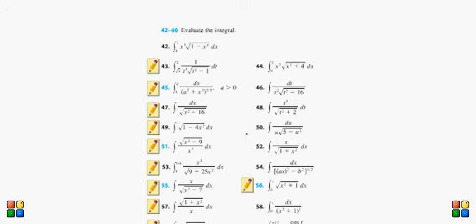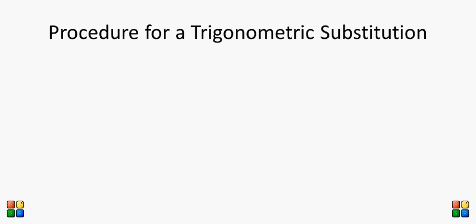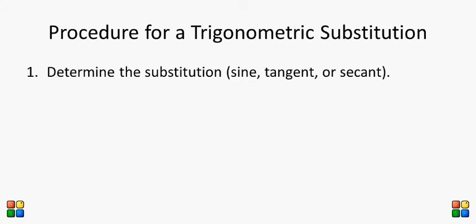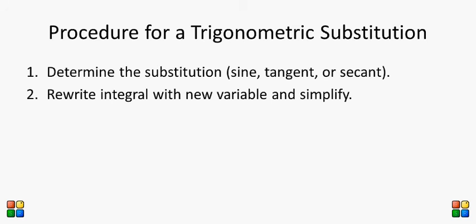And there are 4 steps to this. The first step is to identify what type of substitution we need to do for each one of these. And there are 3 varieties. We're going to do a sine substitution, a tangent substitution, or a secant substitution. And for the 3 examples we're going to do in this video, there's one of each type, and we'll work through those from start to finish. The second step will be, just like with the u substitution, when we change variables, we're going to rewrite the integral entirely using the new variable, and then we will simplify.